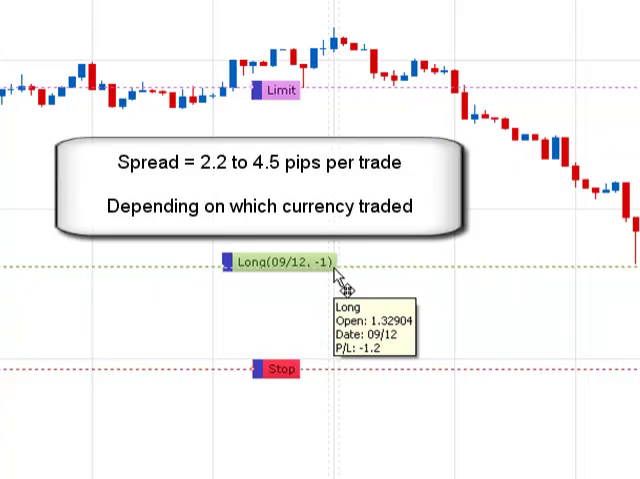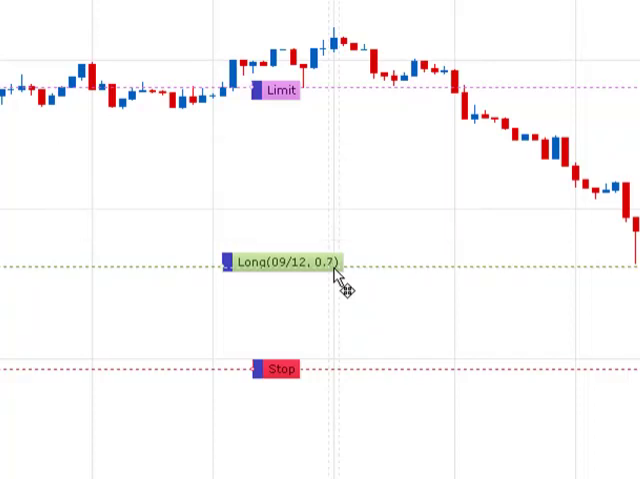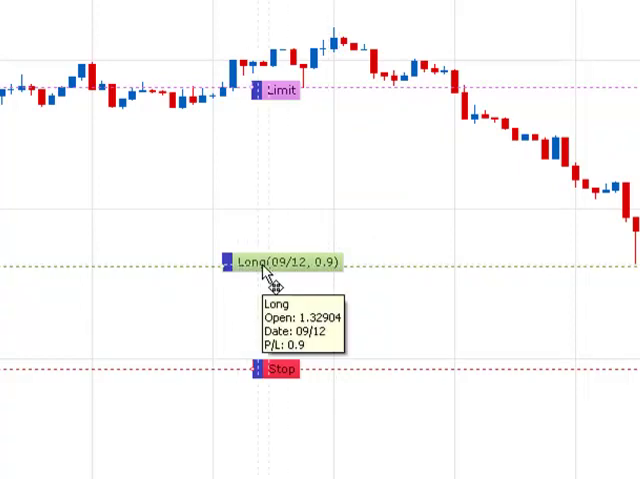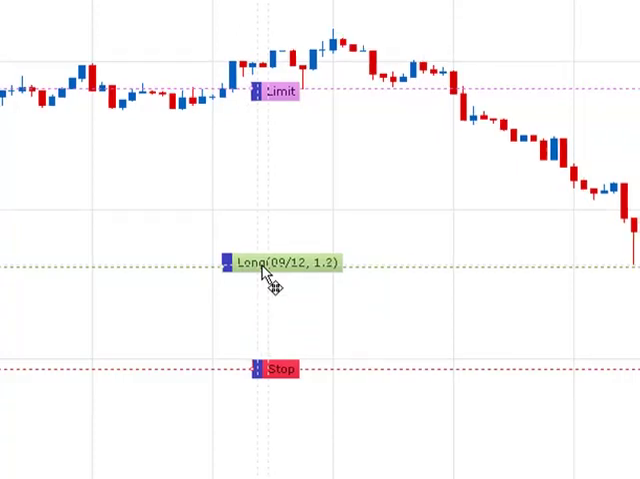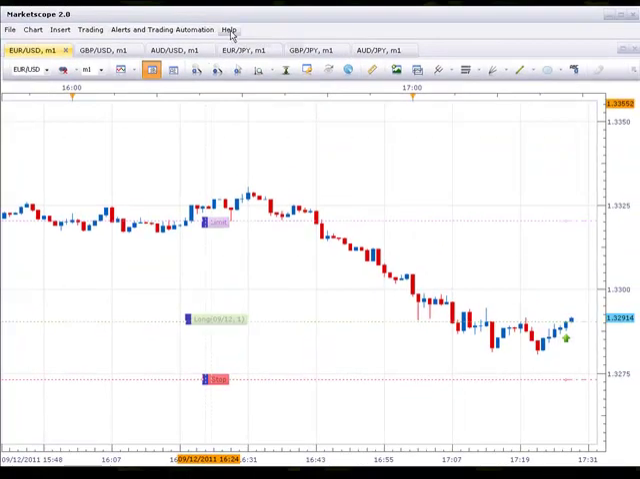This is because we have to pay spread on each trade when we enter. That is our only cost of trading, but it is a cost that the broker will charge us on every single trade. Every trade will always start as a minus figure. We only pay spread on the way into a trade. If the trade is a buy trade, it will read long on this label. And if the trade is a sell trade, it will read short.